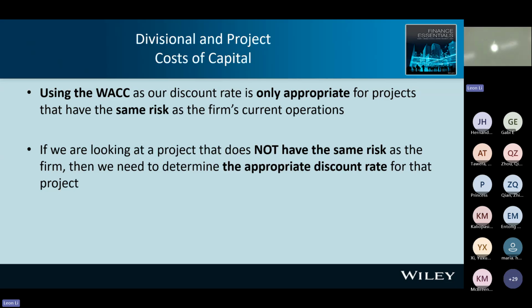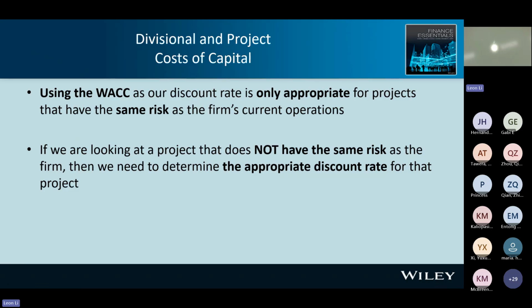So using the WACC as our discount rate is only appropriate for projects that have the same risk as the firm's current operation. So for me, the risk is the key. All right, financing mix, of course, is another reason, but for me, the risk is the key. All right, if we are looking at a project that does not have the same risk as the firm, then we need to determine the appropriate discount rate for that project. All right. So normally, a new project will not have the same risk as the firm.